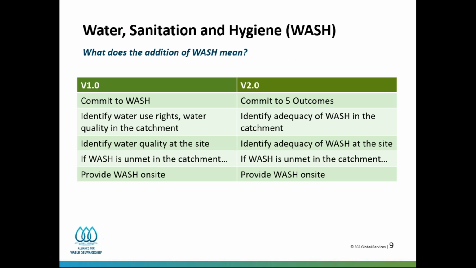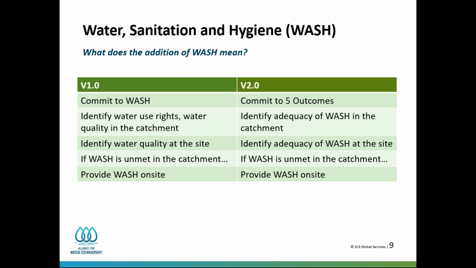Additionally, you'll notice that the theme of WASH, water, sanitation, and hygiene, is more prevalent in version 2.0. This is reflected in its inclusion as a 5th outcome. So we've moved from 4 outcomes to 5 outcomes. WASH as a concept has really always been critical to good water stewardship. The execution of WASH was already included in version 1.0. So while it has been added as a 5th outcome, pulled out, and given greater importance in the standard itself, its application really isn't too much different.